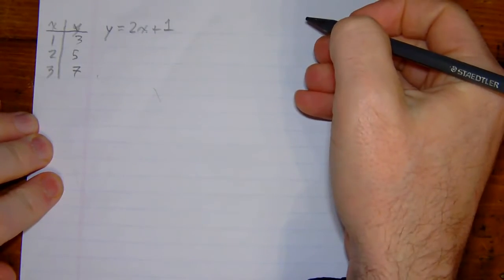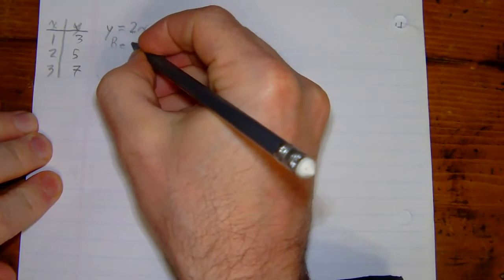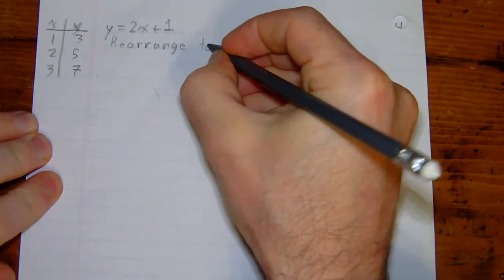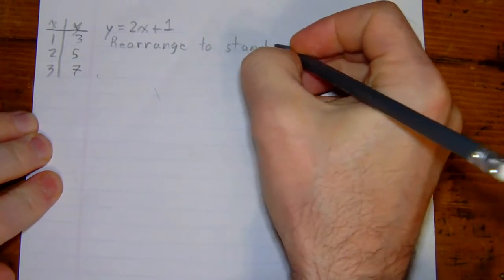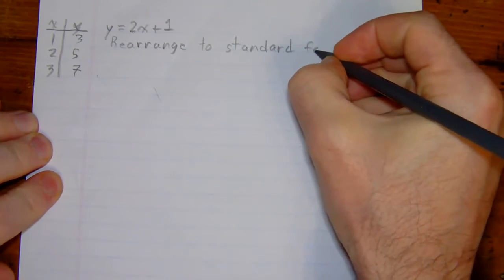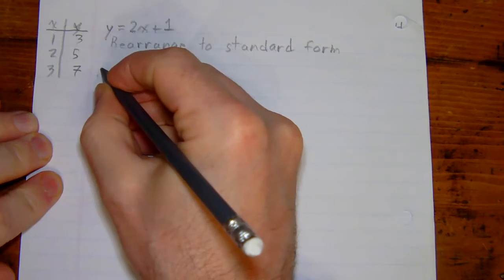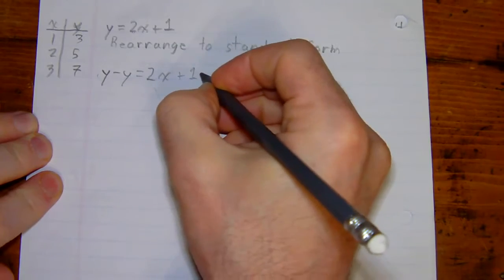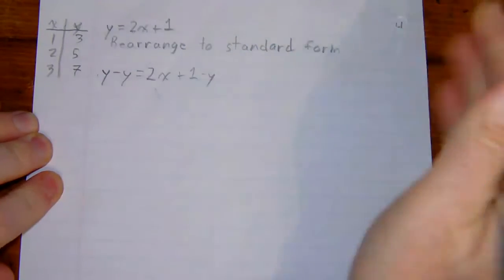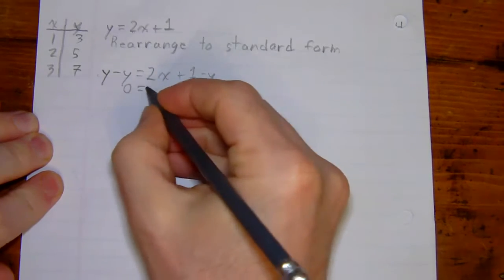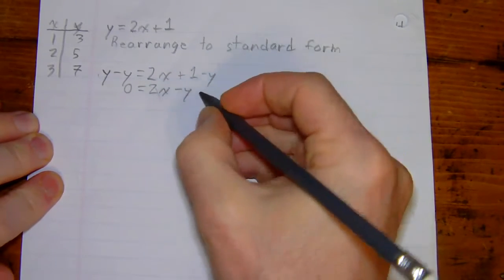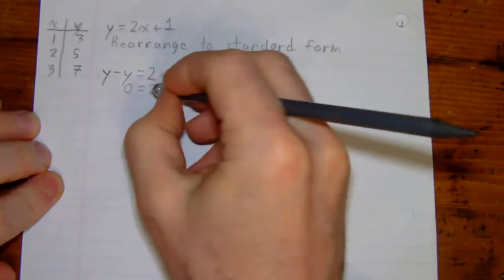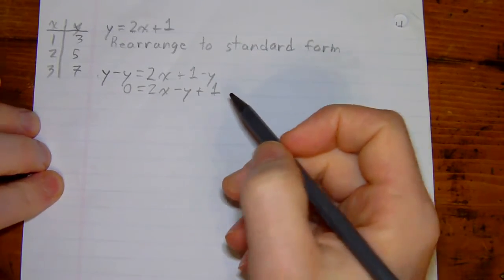If I take this equation and I rearrange to standard form, and when we change to standard form, we are literally just rearranging the equation. We're not changing anything else except the arrangement of things. So the easiest way for this one would be to subtract y on both sides of the equation. And then I'm going to have 0 over here equals 2x. I'll put the y term before the number term, and there we go. 2x minus y plus 1.